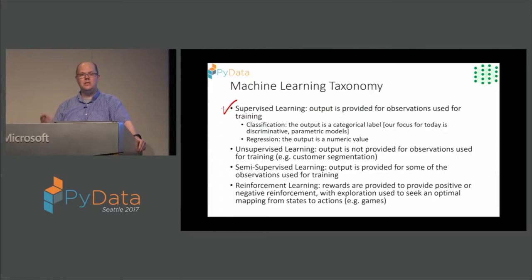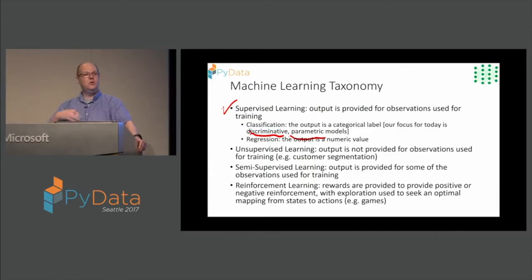Our focus for today is what they call discriminative. We're not worried about predicting the probability of observing this input data. Parametric models. So parametric means we know the size of the model before we actually build the model.